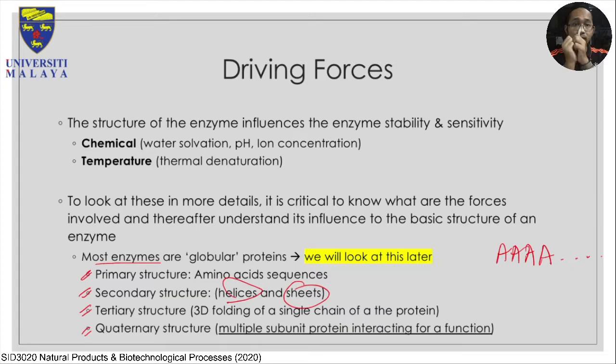But when you have two of these primary sequences, each folding on itself, and then interacting with one another, you consider that a quaternary structure. Okay, so a multiple subunit protein interacting for a certain function. We will see a little bit more examples, some more fine examples, hopefully in the next few minutes.